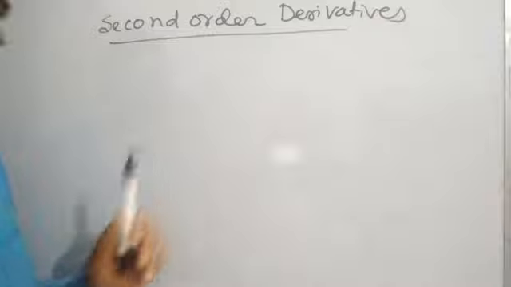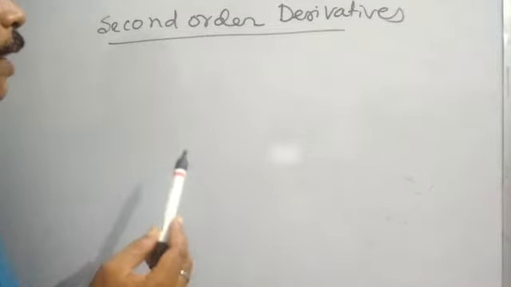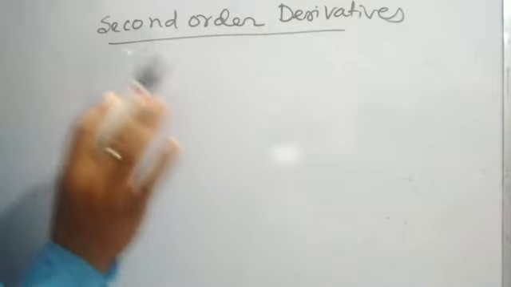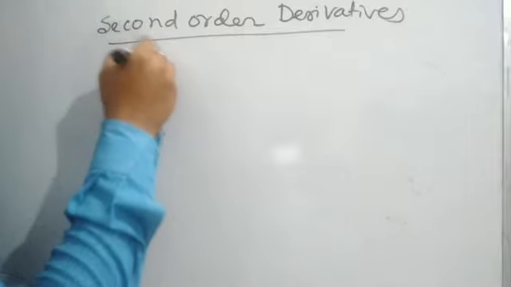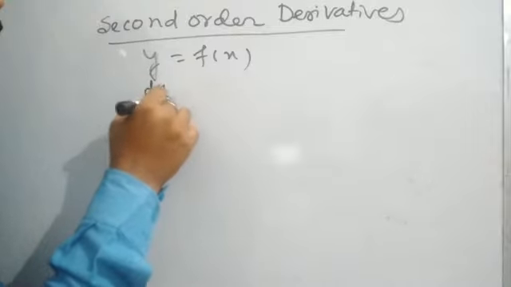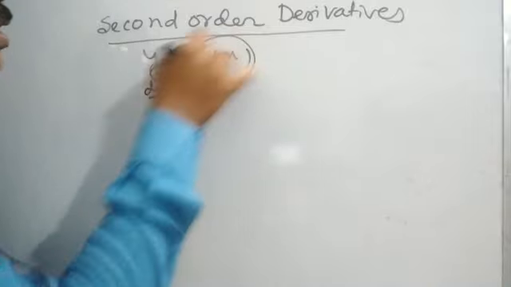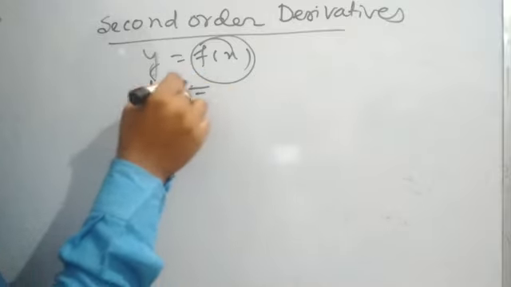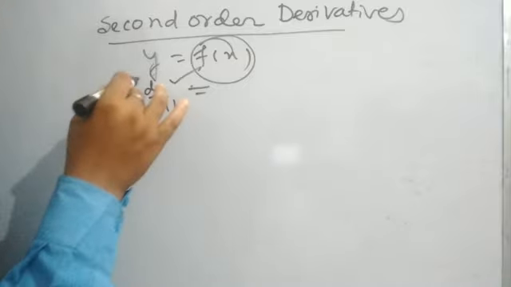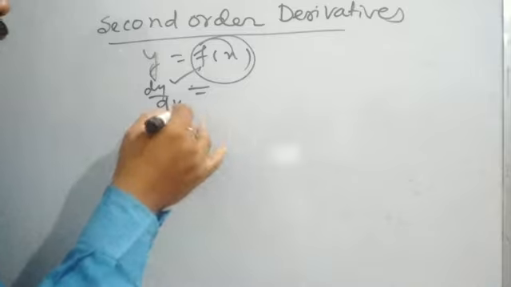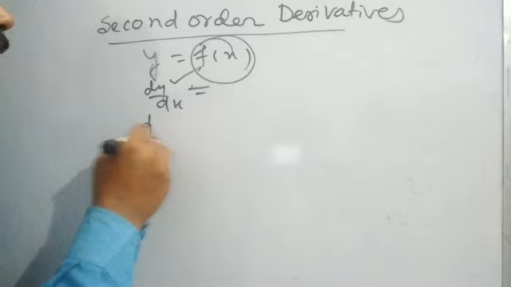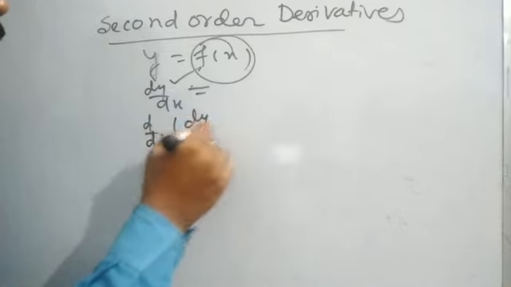Now we are going to start the second order derivatives. What are second order derivatives? Till now we have done the derivative of first order. That is, if suppose y is equal to f of x, in this case dy by dx, the derivative of the function of x, is the first order derivative. Now I can find the second order derivative. That is, again we have to find the derivative of the first order derivative. Suppose it will be represented as d by dx of dy by dx.